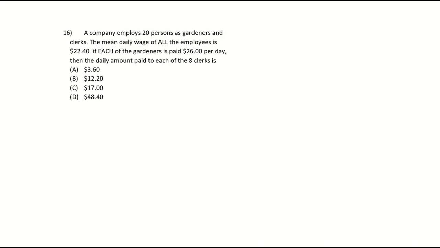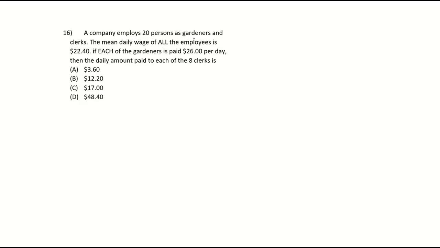Alright, a company pays. Ooh, this one is a good bit of work in it, guys. I'm just letting you know. I remember this question and it was a bit of work. A company employs 20 persons as a gardener and clerk. The mean daily wage of all employees is $22.40. If each of the gardeners is paid $26 per day, then the daily amount paid to each of the 8 clerks is. So first off, we want to know the total because they told you it's 20 persons as gardeners and clerks. They didn't tell you how many, they just told you there were 8 clerks, so the rest is obviously gardeners.